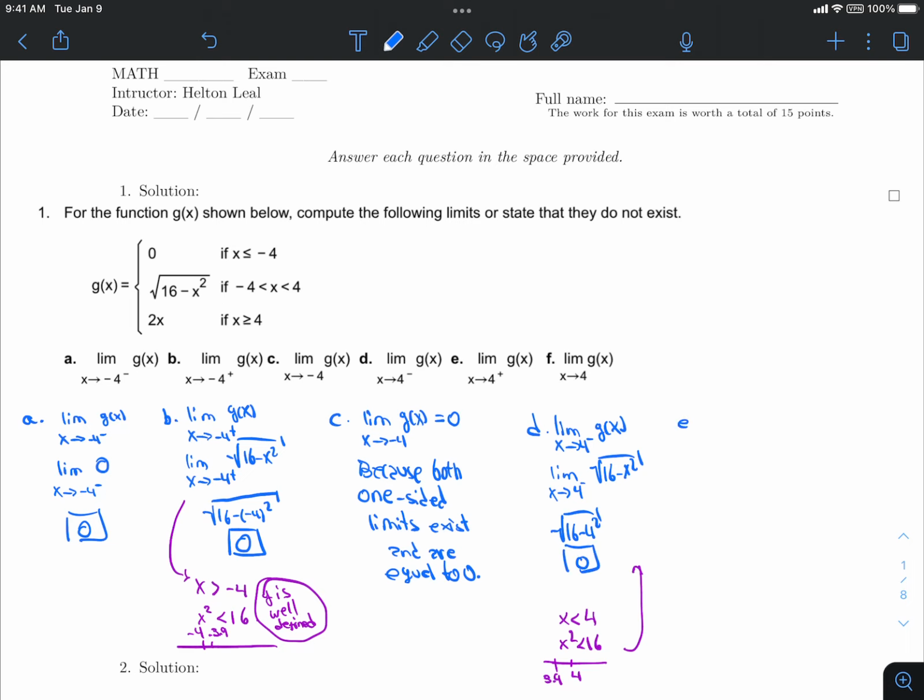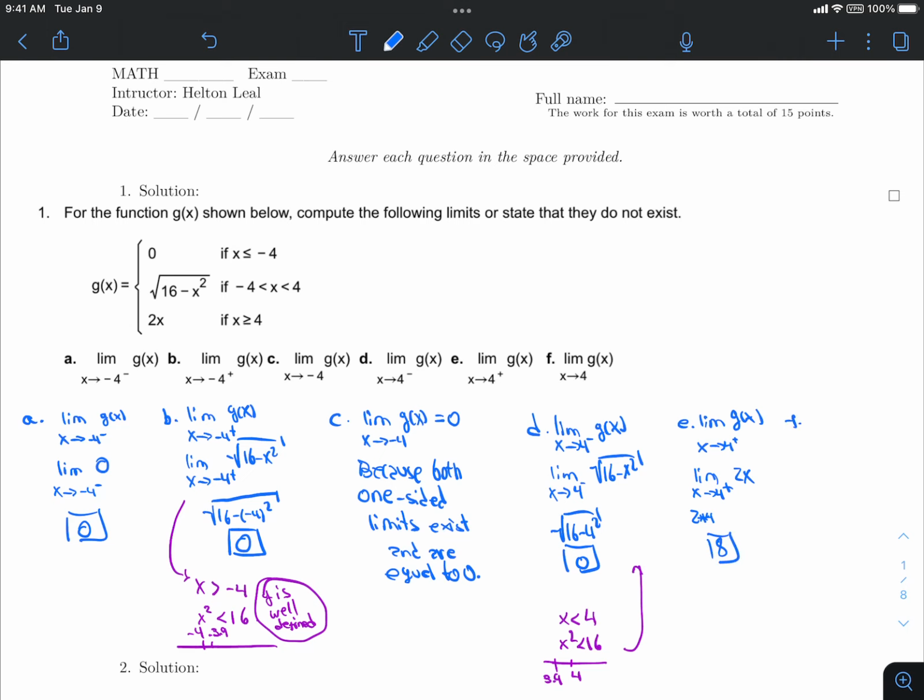Now, E is the limit of g of x as x goes to 4 from the right. X is bigger than 4 now, so we're using this formula. So we're saying that this is the limit when x approaches 4 from the right, and that equals 2 times x, right? G of x is 2 times x, so that's 2 times 4, and that will be an 8.